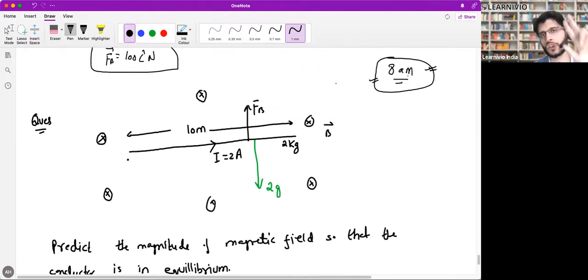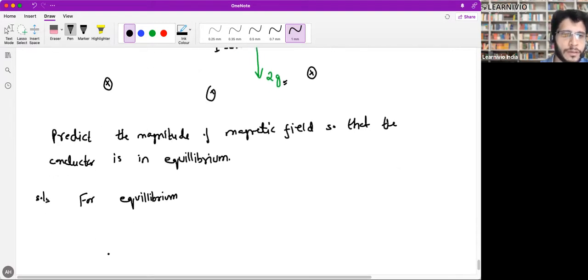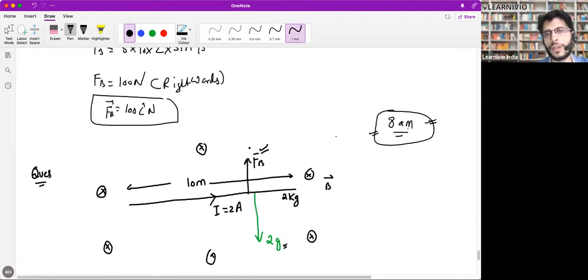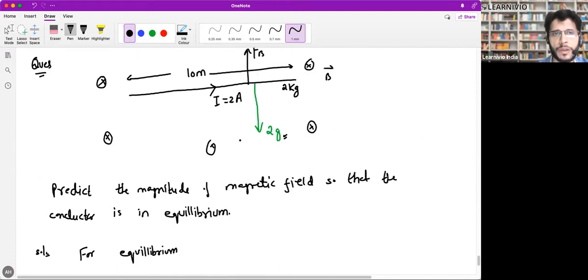So two forces are acting on the conductor, one in the upwards direction, another in the downwards direction. This conductor can only be in equilibrium if both the forces balance each other. For equilibrium, magnetic force should be equal to the weight of the conductor, because if two forces balance each other, that means the net force on the conductor would be zero.